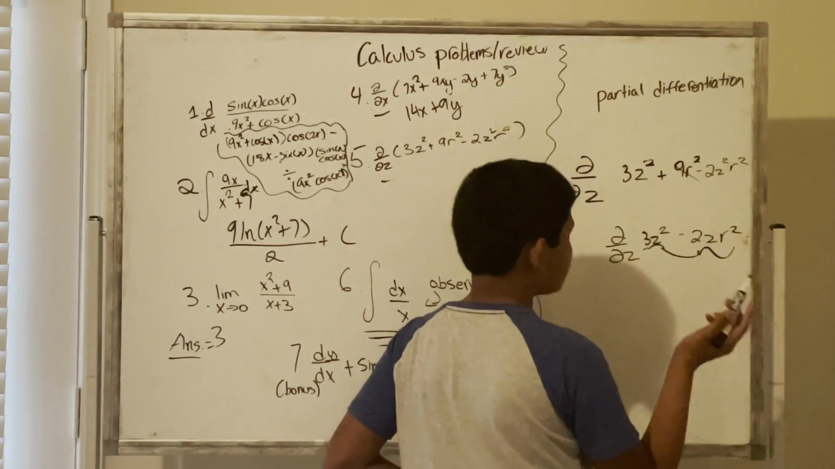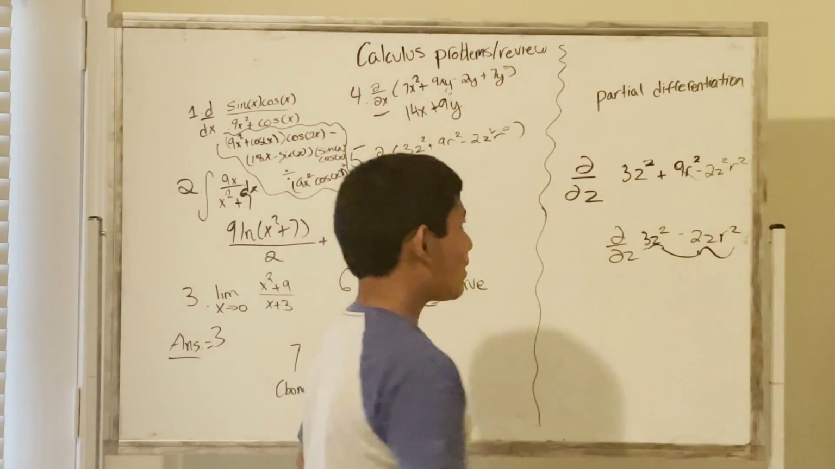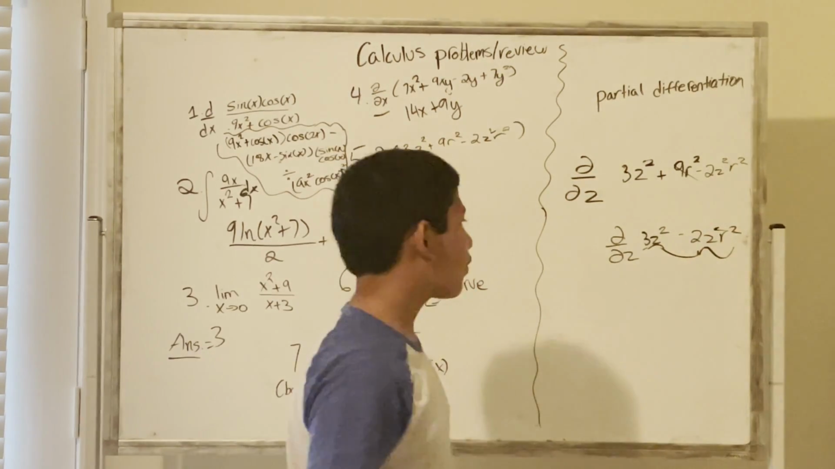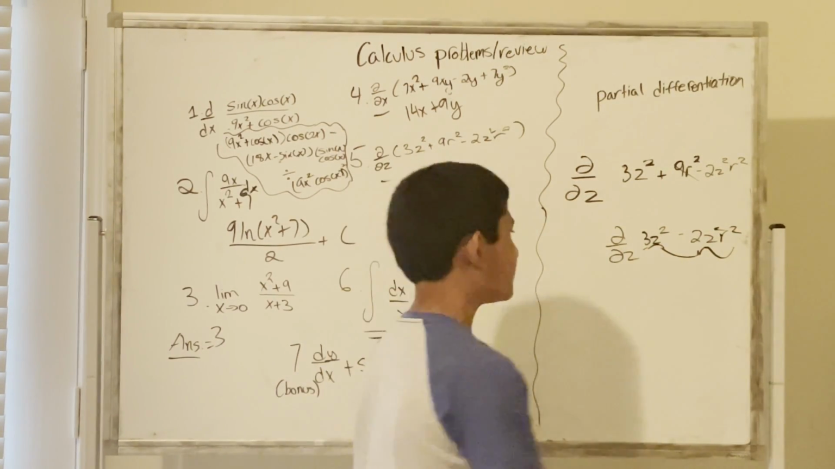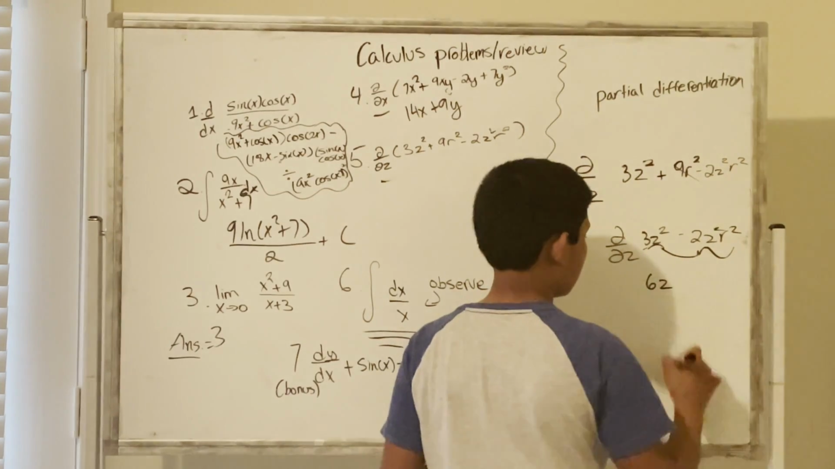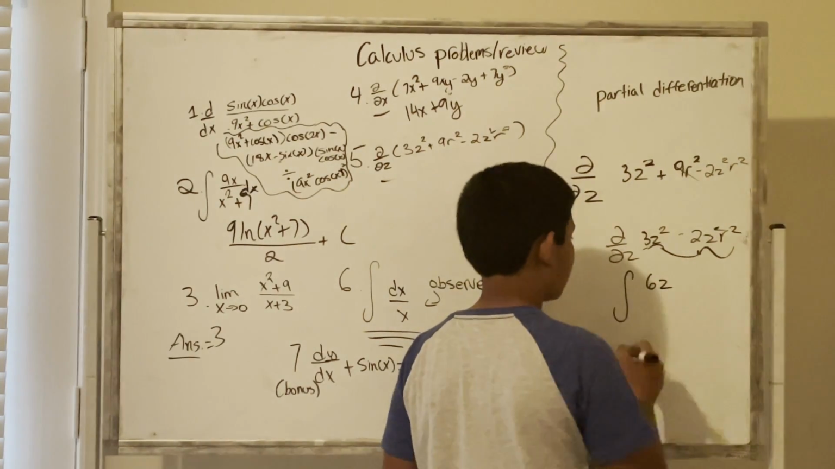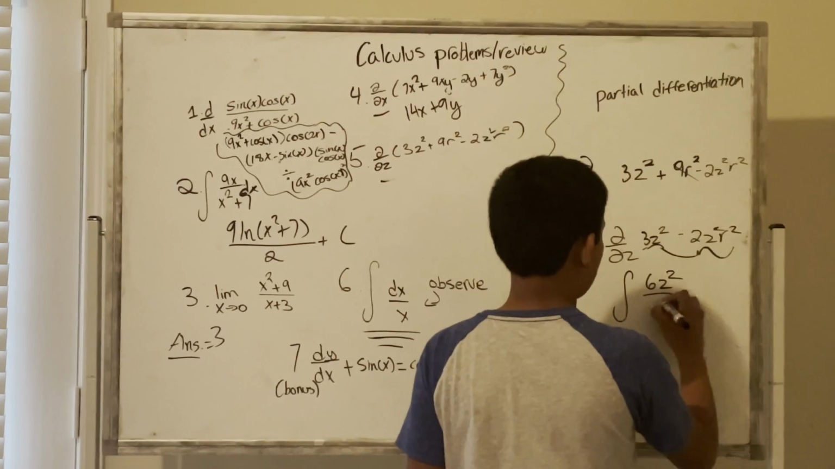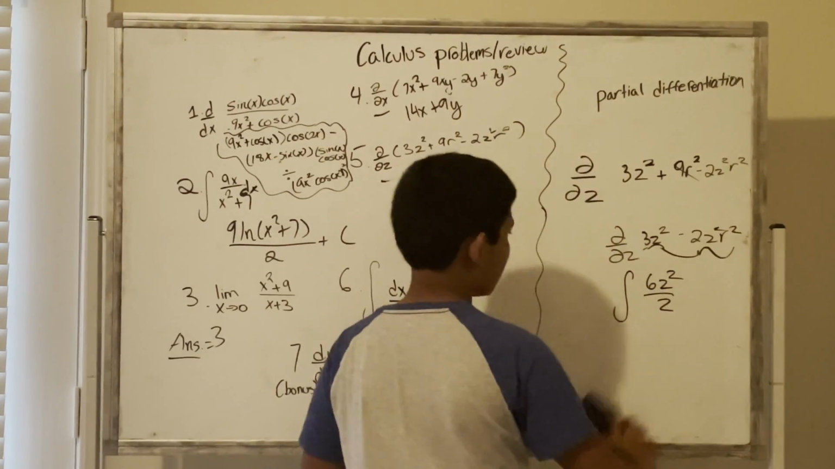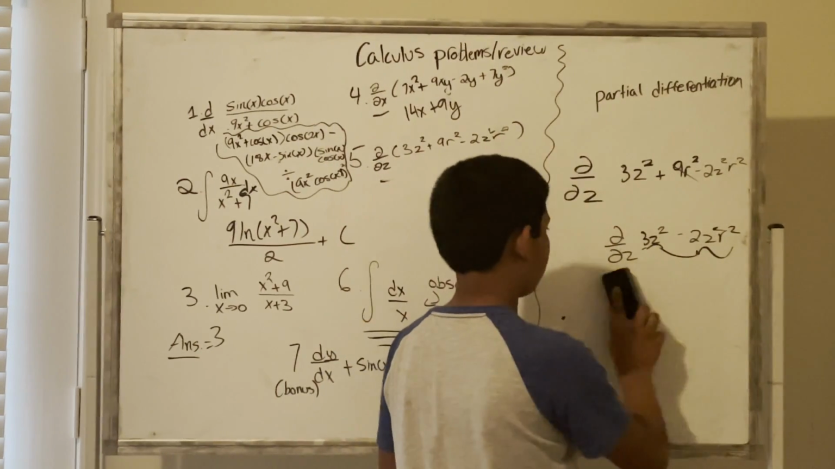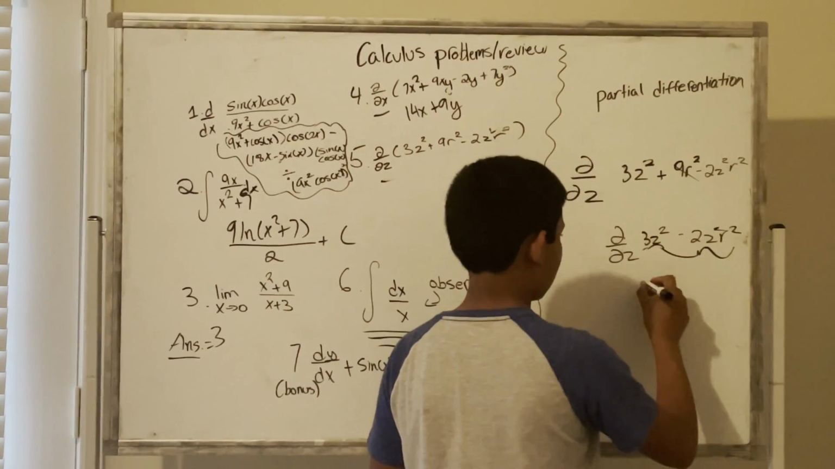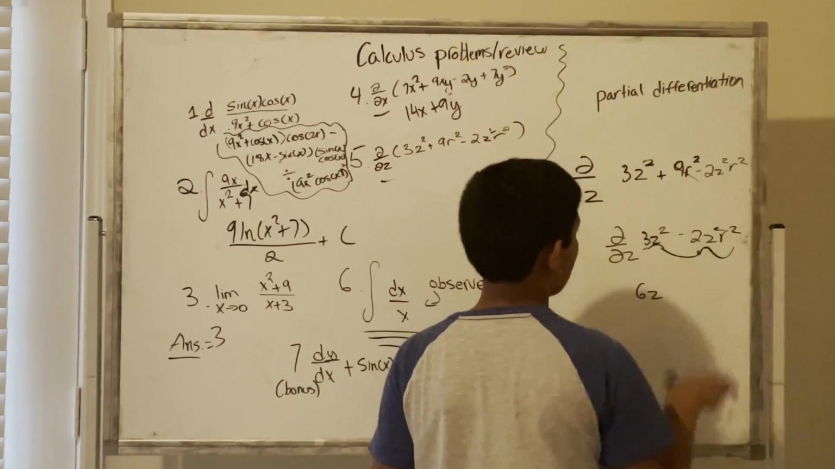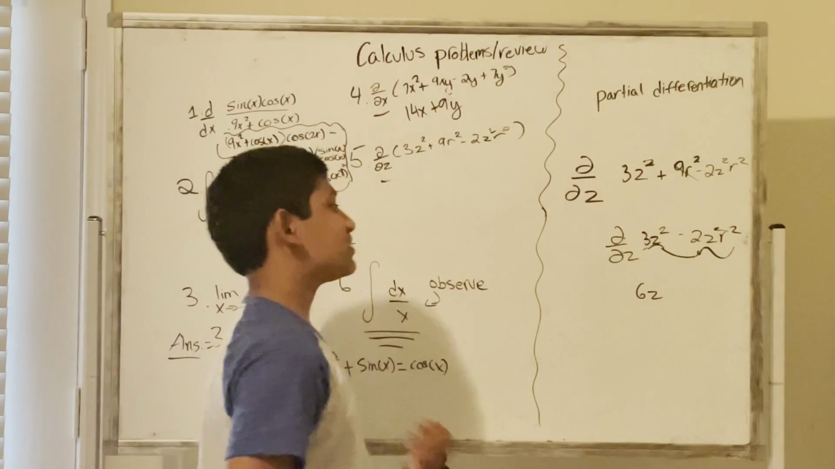Well, let's do 3z squared first. And remember, z also has to have a squared over here. So we're going to have 3z squared. Well, this will just be 6z. And we can check, if we integrate this, it will be z squared over 2, so we get 3z squared essentially. So this will essentially just be 6z.